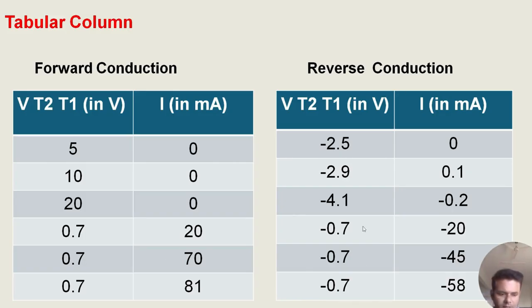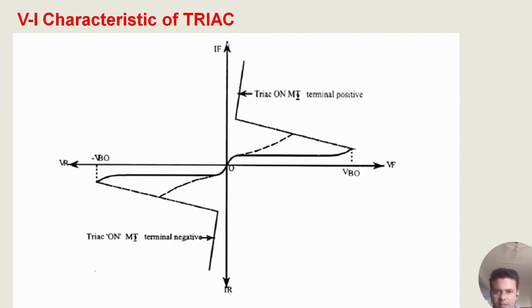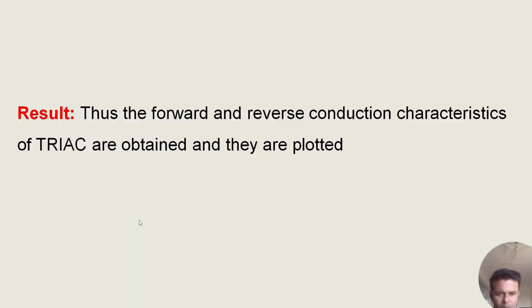These are the readings we have got, and this is the VI characteristics of the TRIAC. This is the forward conduction mode, and this is the reverse conduction mode. At the breakover voltage, the current rises. Once breakover occurs, the anode current starts rising. So the TRIAC is in the on condition when the terminal is positive, and this is the reverse conduction mode. Result: thus the forward and reverse conduction characteristics of TRIAC are obtained and plotted. Now let us see the real-time experiment, how the TRIAC works experimentally.